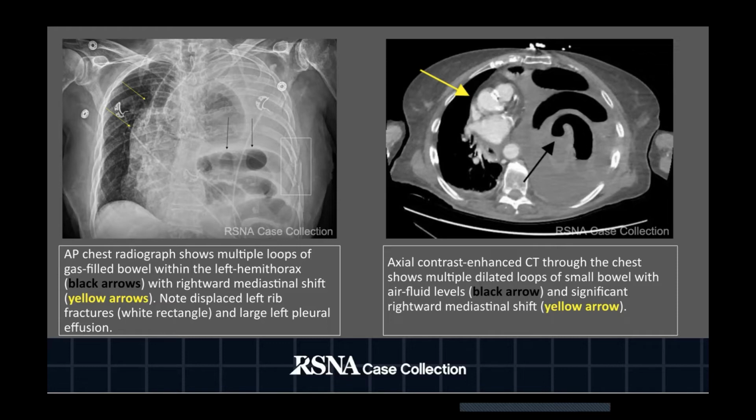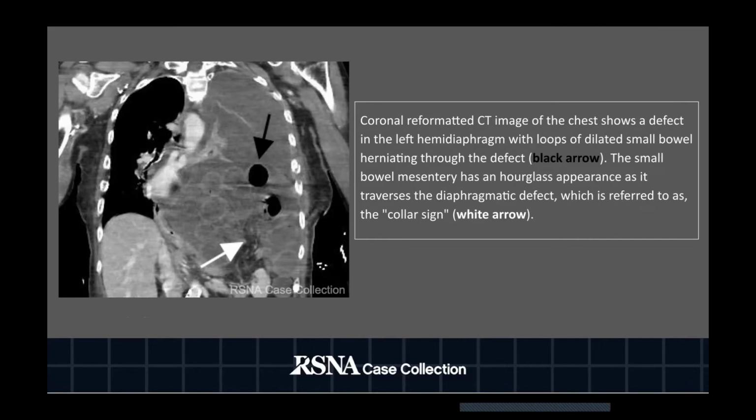Axial contrast-enhanced CT through the chest shows multiple dilated loops of small bowel with air fluid levels denoted by the black arrows and significant rightward mediastinal shift marked by the yellow arrows. Coronal reformatted CT image of the chest shows a defect in the left hemidiaphragm with loops of dilated small bowel herniating through the defect demonstrated by the black arrow. The small bowel mesentery has an hourglass appearance as it traverses the diaphragmatic defect, which is referred to as the collar sign marked by the white arrow.